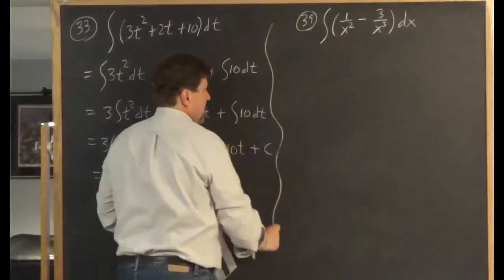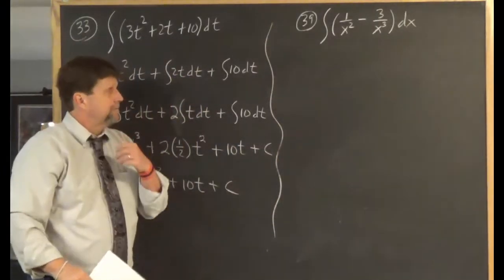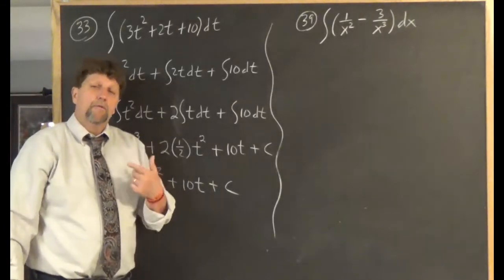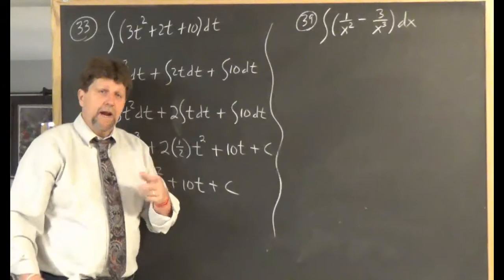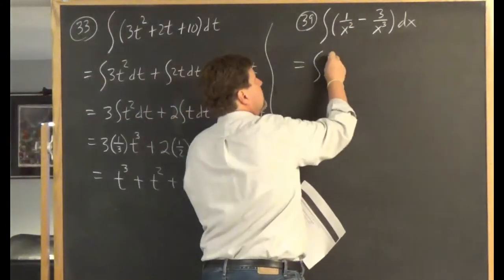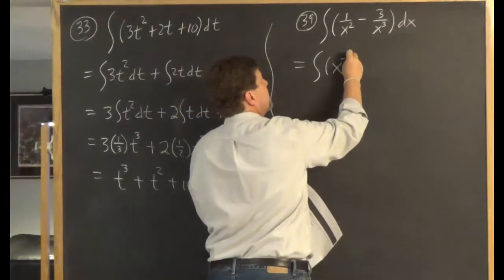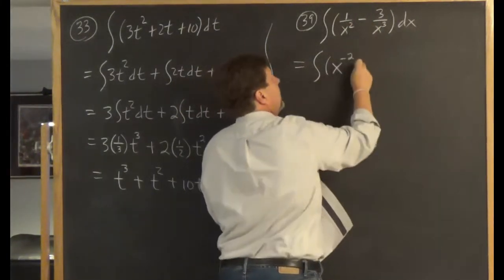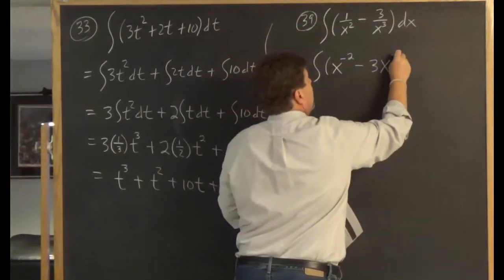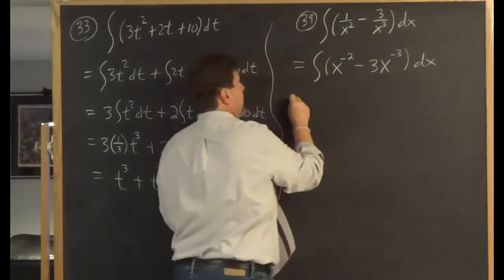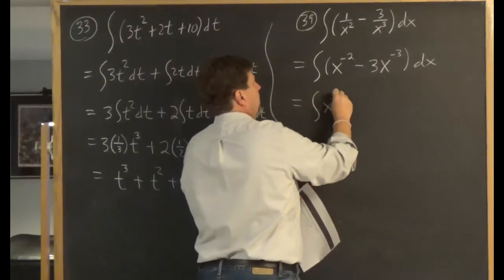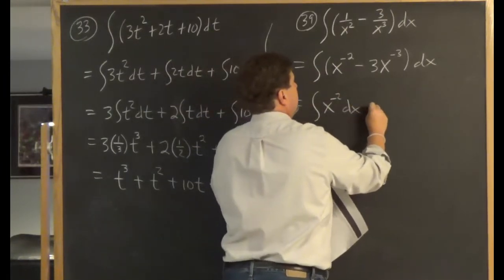Now number 39, just a little bit more involved. At number 39, we have to start off by using a rule of algebra, a rule of exponents, to rewrite. So in other words, 1 over x squared, we rewrite that as x to the -2nd. The 3 over x cubed, we rewrite that as 3x to the -3rd. Then if I use the sum difference rule, I can split it into 2 integrals. So let me write that down.